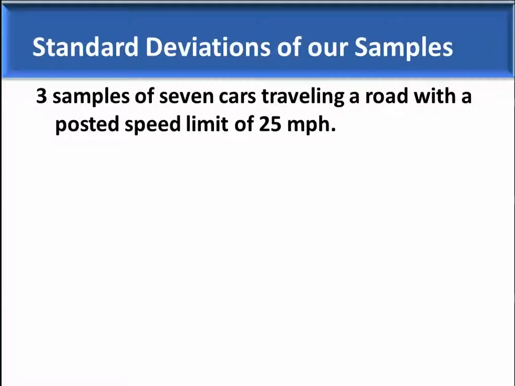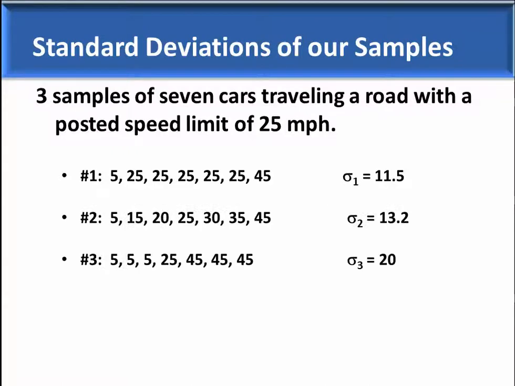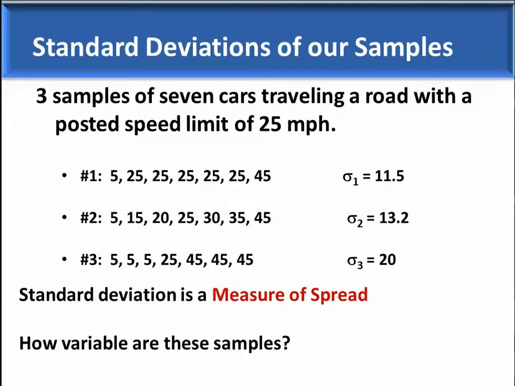So now let's go back to that example we were looking at the very beginning. We have 3 samples of 7 cars, and if we calculated the standard deviation for those 3 sets, you would see the first set is 11.5, the second set's 13.2, and the third set is 20. Standard deviation, again, is a measure of spread, so we want to look at how variable are these samples.